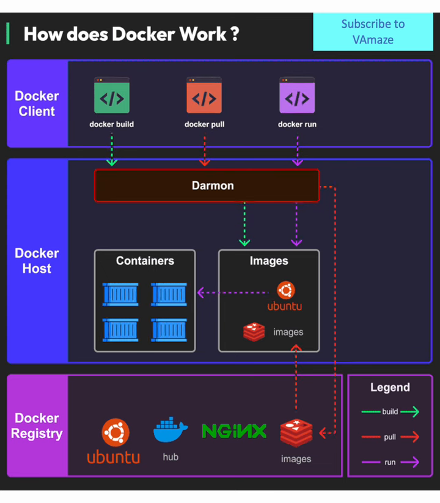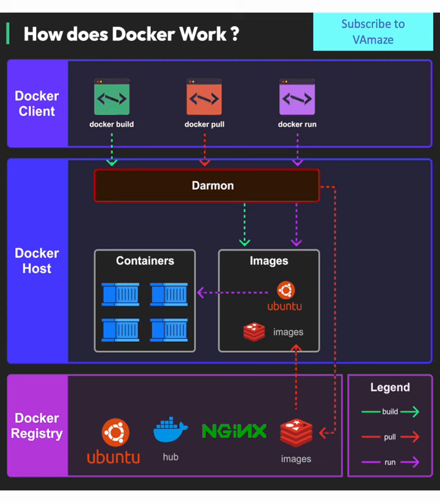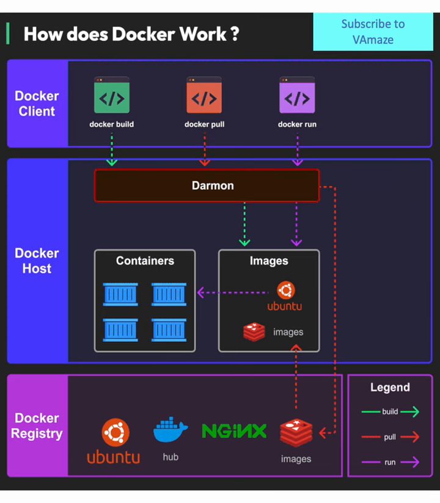Red flow, pull process. User executes Docker pull command. The Docker daemon connects to the specified registry, downloads the requested image and all its layers, stores the image locally for future use. Purple flow, run process. User executes Docker run command. The Docker daemon locates the specified image, creates a new container from the image, starts the container with the specified configuration, application runs inside the isolated environment.